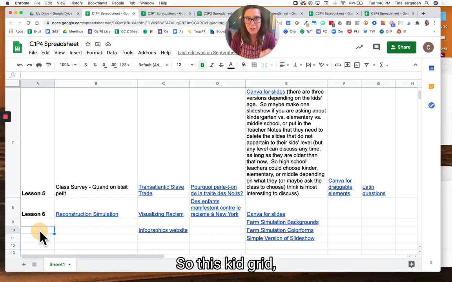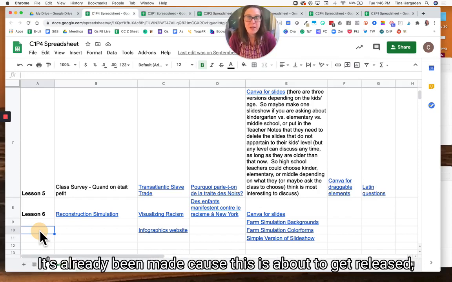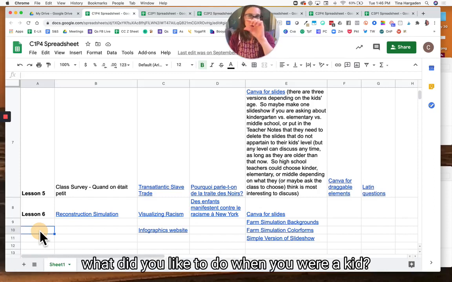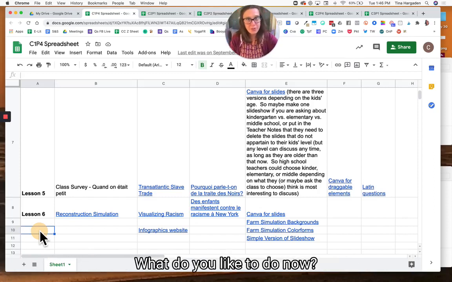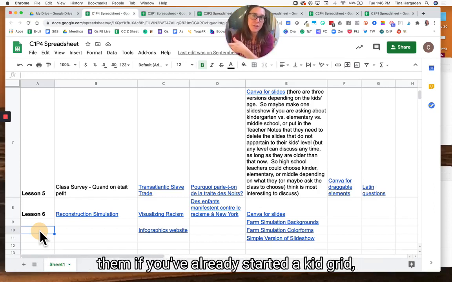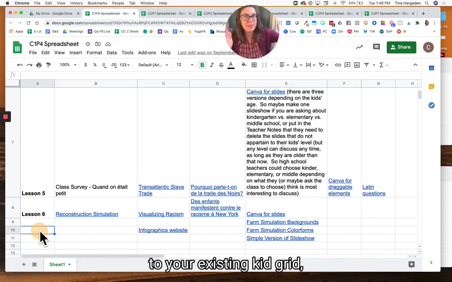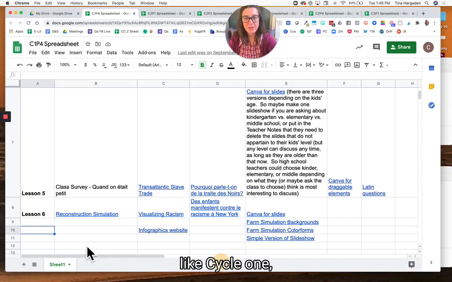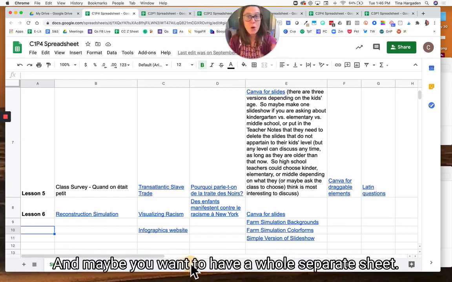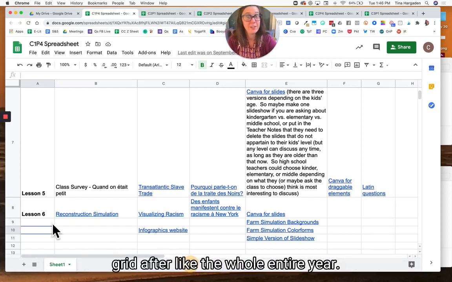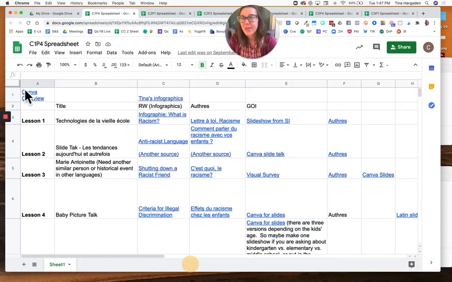So this kid grid, I don't see it here, it's already been made because this is about to get released, but it will have probably things like, what did you like to do when you were a kid? What do you like to do now? Stuff like that. So the little graphics, you can take them and add them to your existing kid grid if you've already started one, or maybe down here at the bottom, you have cycle 1, phase 1, cycle 1, phase 2, cycle 1, phase 3, and maybe you want to have a whole separate sheet so it doesn't get overwhelming in your crazy long kid grid after the whole entire year.